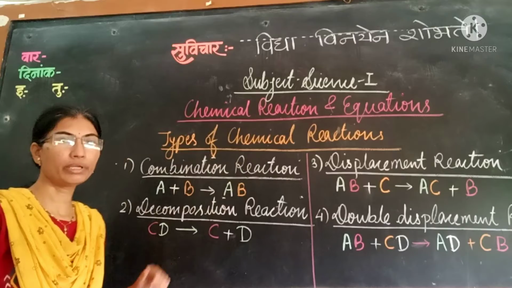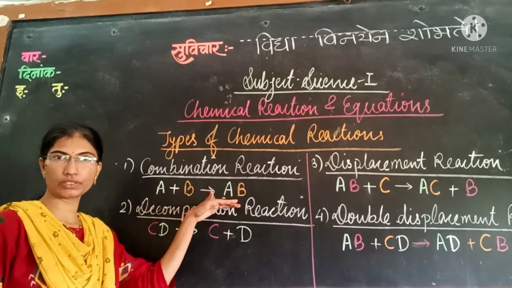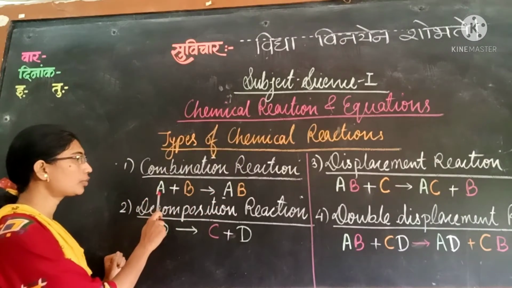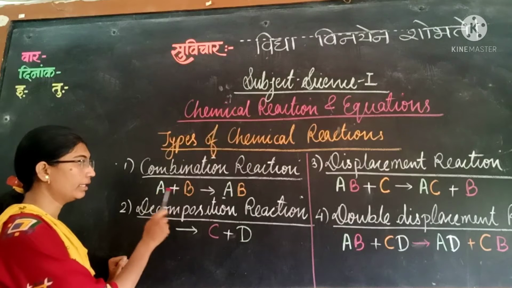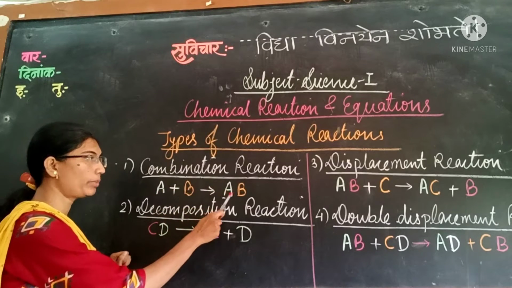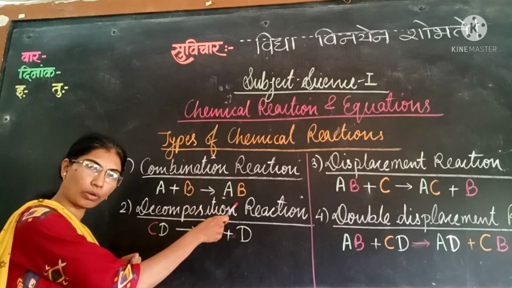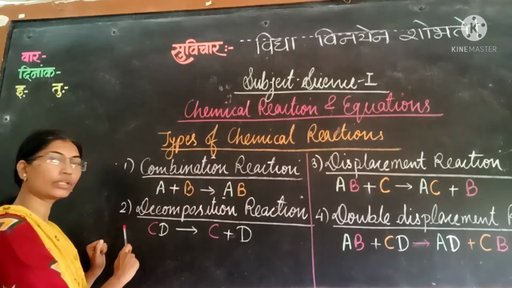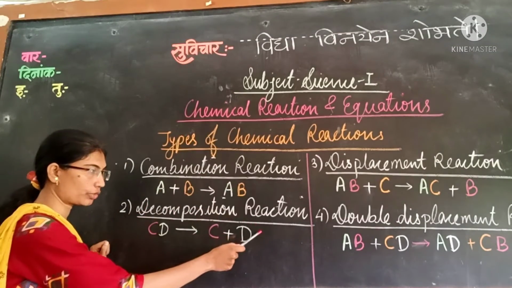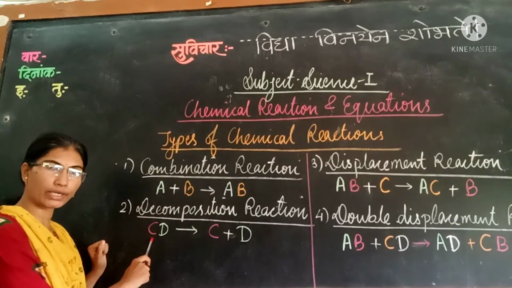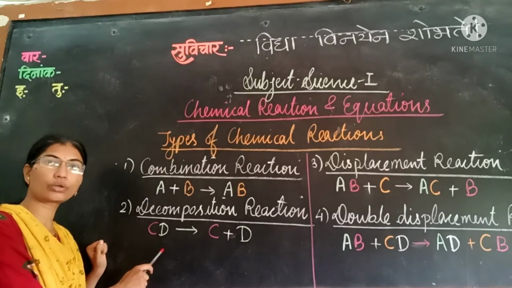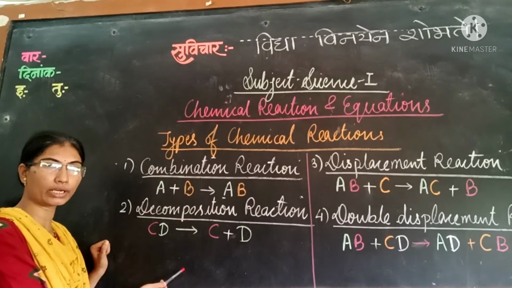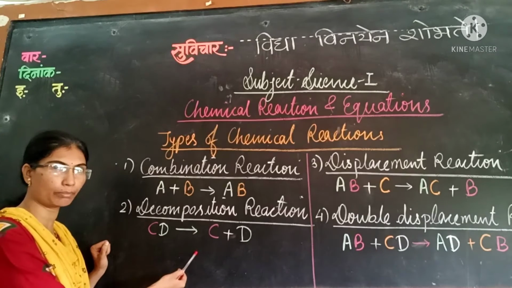What is a combination reaction? Let's see with the help of this equation. If there are two elements A and B, then they are going to combine and form AB. Such a type of reaction is a combination reaction. The other one is a decomposition reaction. In the decomposition reaction, let's see this equation. These are not the actual elements, but so that you can understand, I have used these symbols.